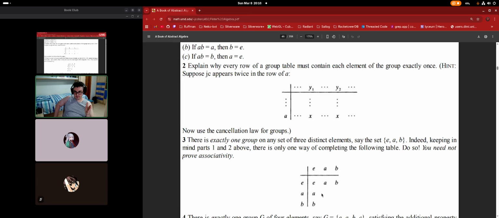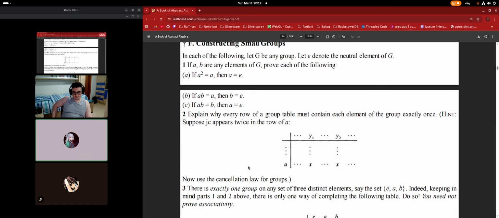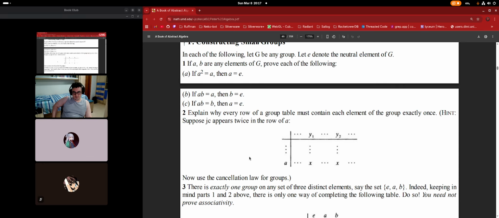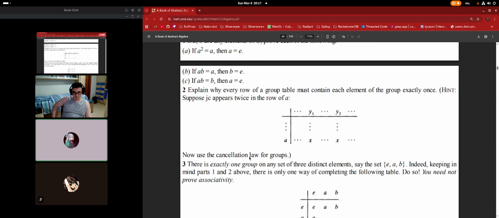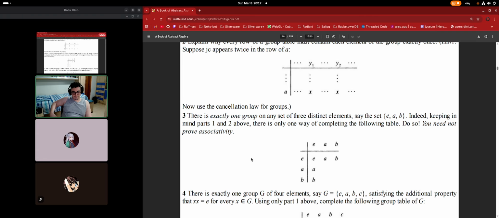It cannot be A because of this other A here, which means it can be either E or B. What is it going to be, and why? It has to be B, because if it's E, then you're basically saying A squared equals E, which implies that A times B must be B, which implies that A is equal to E.